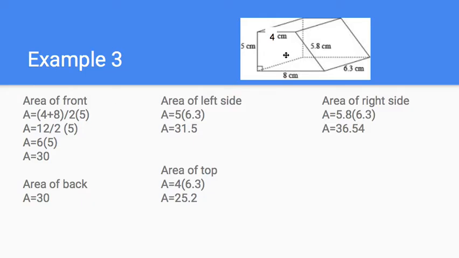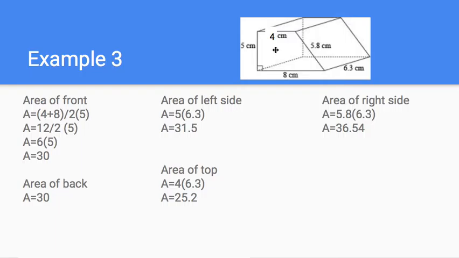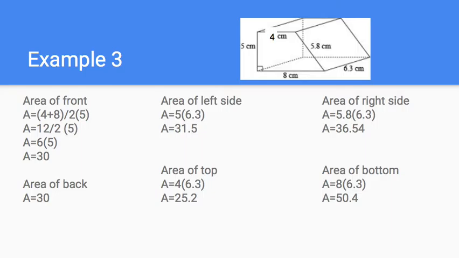So I've gotten the front, the back, left side, right side, top. I still need the bottom. There's 6 sides here. So area of the bottom. The bottom is 8 by 6.3. 8 times 6.3 is 50.4.